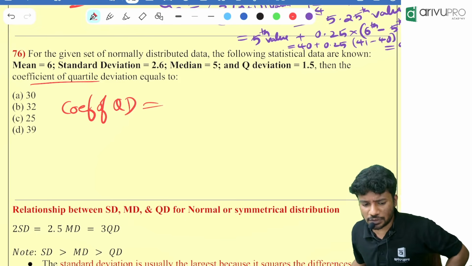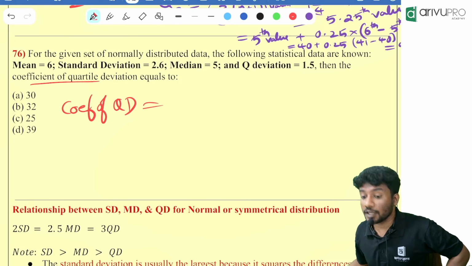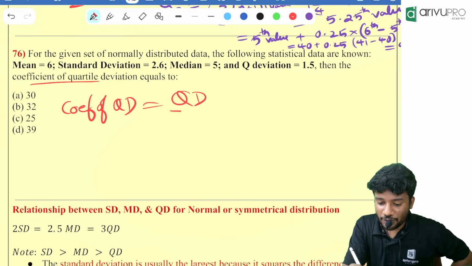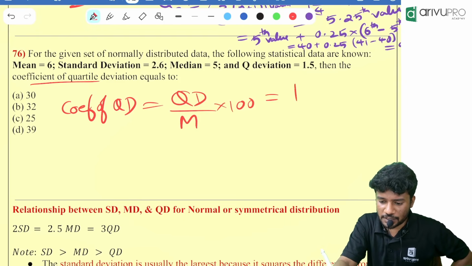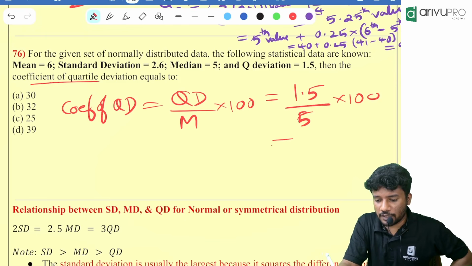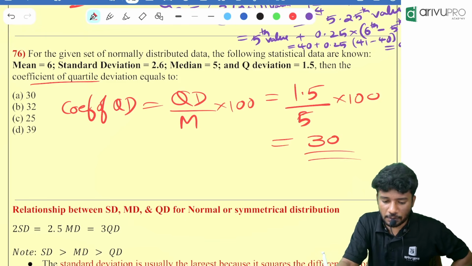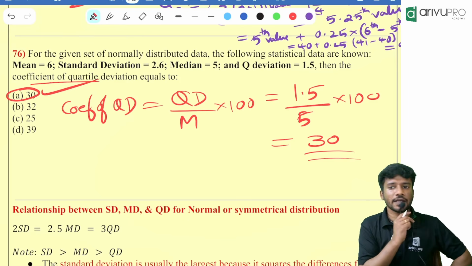But can we use that formula over here? No. Then we will use which formula? QD divided by median into 100. QD is 1.5. Median is 5. Into 100 means multiply it by 100. How much are you getting, people? 30. Option A, 30 is your answer.